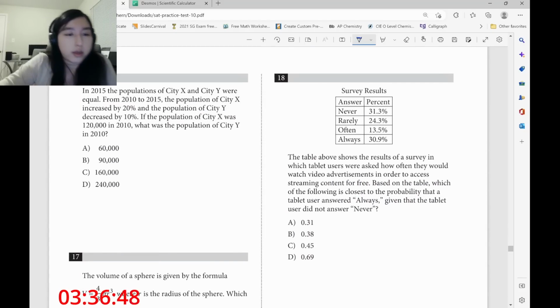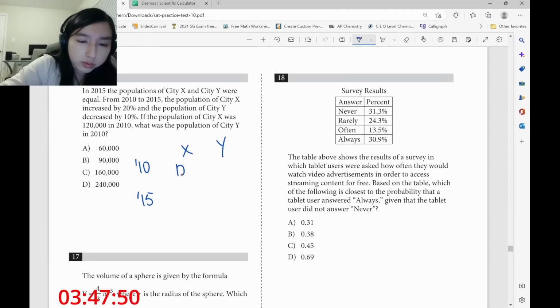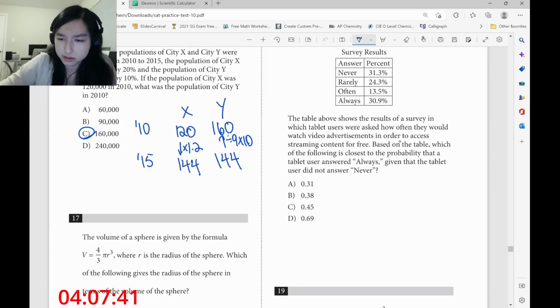Populations equal, and then this much increase, this much decrease. Okay. In 2010, 2015, x, y, so it was 120, and then it increased by 20%, that is 144, and they were the same, 144 here, and decreased by 90%, so we should divide by 9 times 10. 144 divided by 9 is 16. Oh, there we go, see, last sentence.